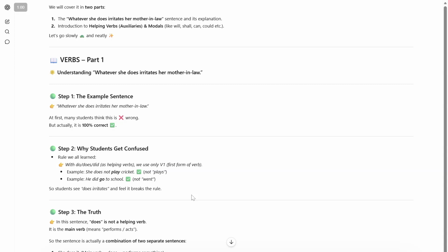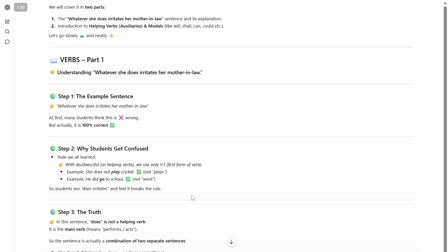Step 2. Why students get confused. Rule we all learned. With do, does, did as helping verbs, we use only V1, first form of verb. Example, she does not play cricket, not plays. Example, he did go to school, not went. So students see does irritates and feel it breaks the rule.